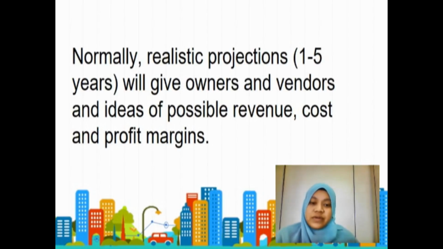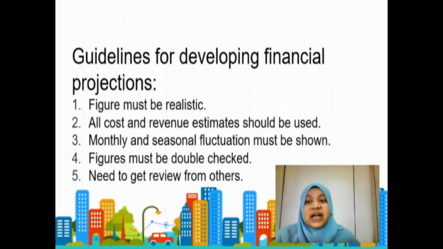Okay, 5 years. The second one, this is a guideline for developing financial projection. The first one, macam kita cakap tadi, figure must be realistic. Kita kena ada realistic figure, which is kita letak kita punya cost tinggi tapi revenue rendah. Sebab kita kena fikir, the cost might be changing from year to year. Kan? Sudden ada GST and then June takkan ada GST. So dia kata it might change. And then all cost and revenue estimated should be used. So bila kita letak all cost, kita kena guna semua cost yang kita letak tu lah.